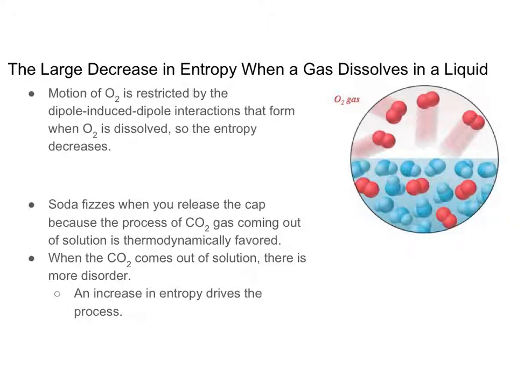Conversely, if I release a gas from a solution or a liquid, there is a change in entropy as well. In this case, I'm talking about soda. If I open the bottle of soda and you get the psh, and the gas is being released and there's some fizzing, the carbon dioxide gas is coming out of solution, and as a result there is more disorder for the carbon dioxide. The increase in entropy drives this process, so we would say that particular process is thermodynamically favored.